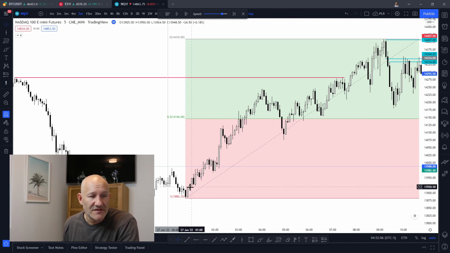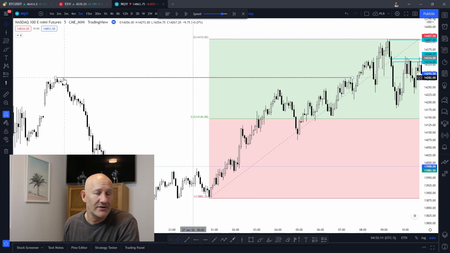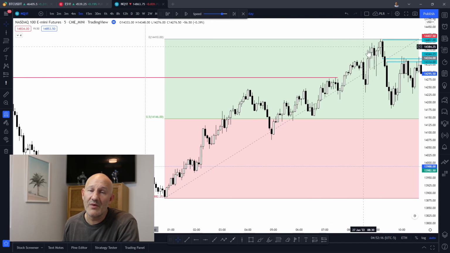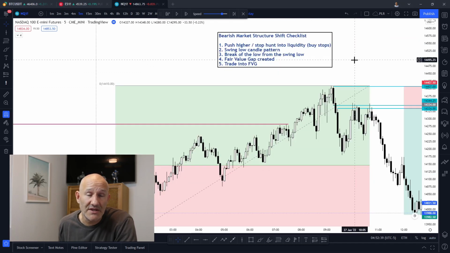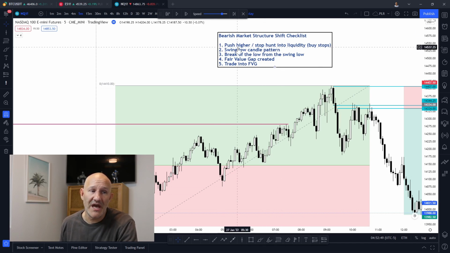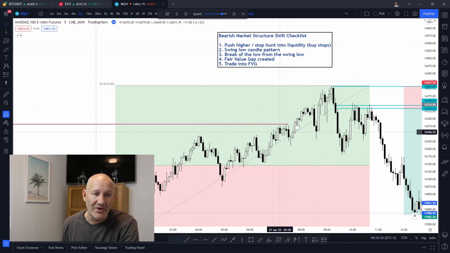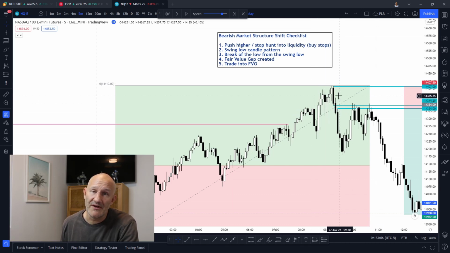So in this trade, you can see the market opens at the lows and trades higher, and then it trades through these lows from the previous session just here and pushes higher, and this is where our setup occurs. So running through our checklist again, we can make sure that we've got all the requirements we need to enter a short trade on a bearish market structure shift. So our first point is, do we have a push higher or a stop hunt into liquidity, into buy stops? And yes, we do. We have this push through these previous highs up into this zone here, this stop hunt into liquidity, looking for those buy stops.